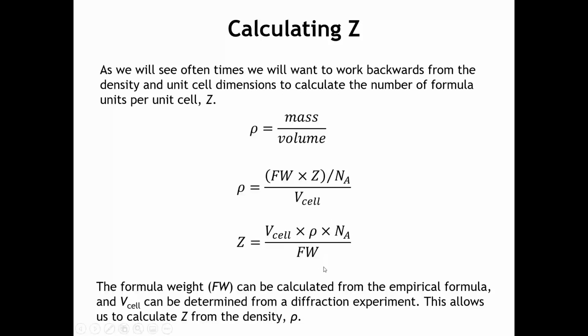If we know the composition of our material, we know what the ratio of the different elements are, we can determine the formula weight. And then we're left with the density. And so if we can make an experimental measurement of the macroscopic density, we can use that value to determine z. Let's do an example.